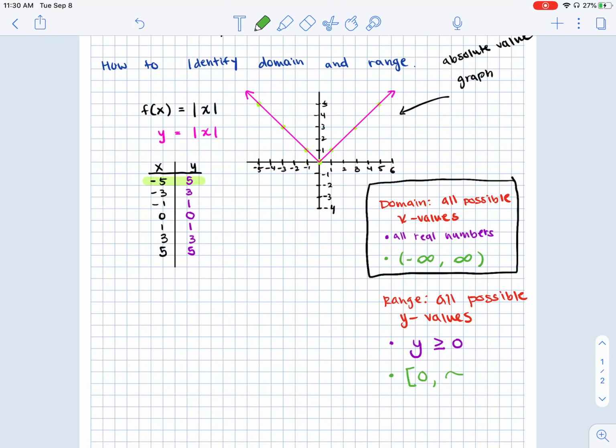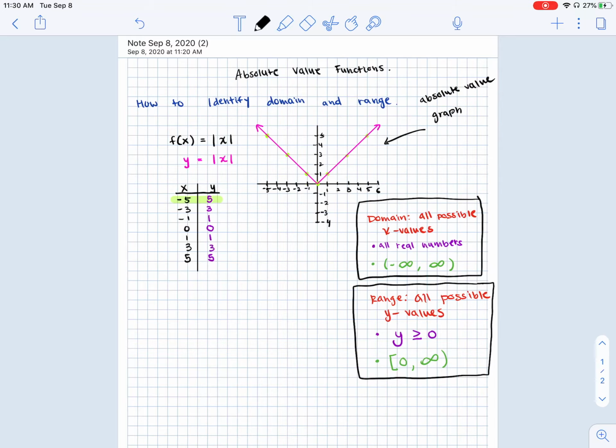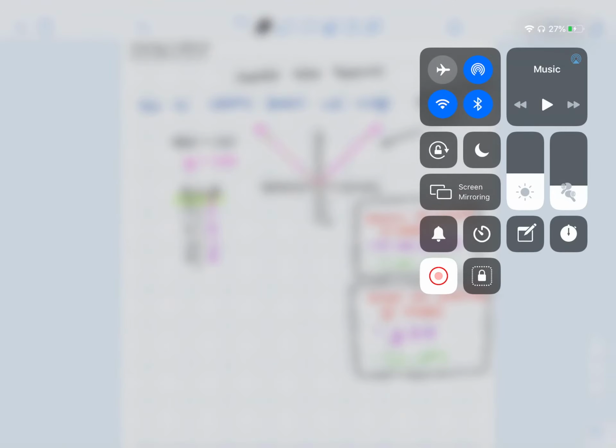So here is a summary on finding domain and range for absolute value functions.